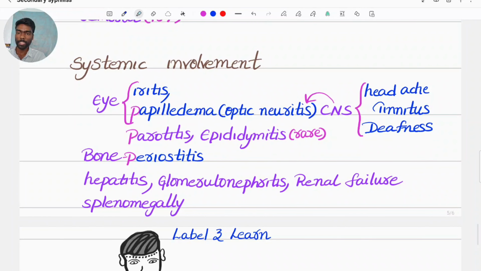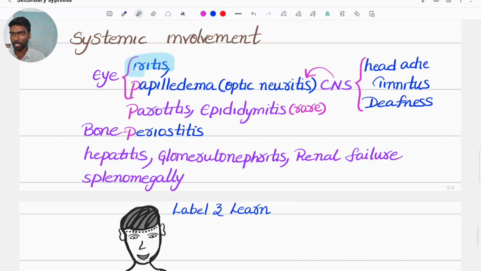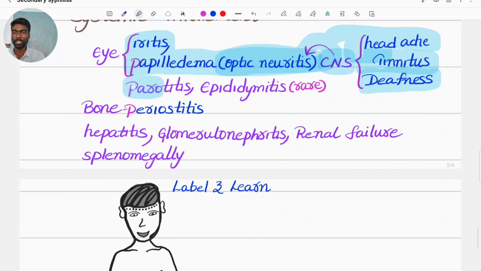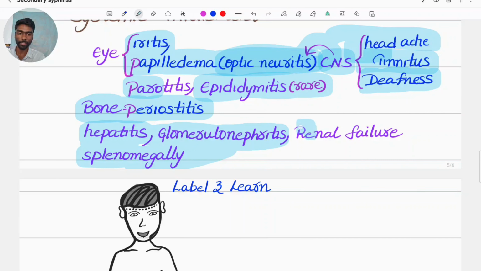Coming to systemic involvement: iritis, papilledema, optic neuritis, CNS involvement in the form of optic neuritis, headache because of basal meningitis which will be worse at night time, tinnitus, ear involvement, deafness, it is high tone deafness, parotitis, epididymitis, rarely, bone involvement in the form of periostitis, liver and spleen, hepatitis, splenomegaly, kidneys, glomerulonephritis, renal failure.